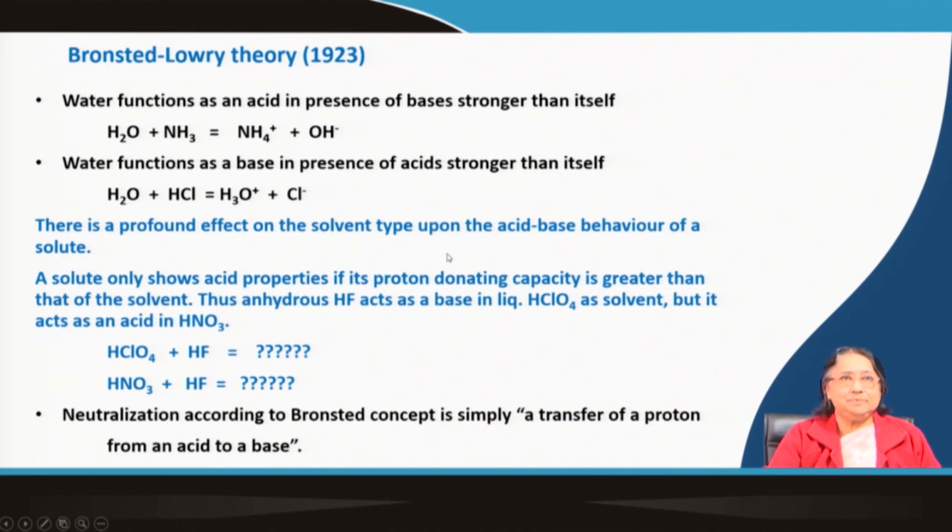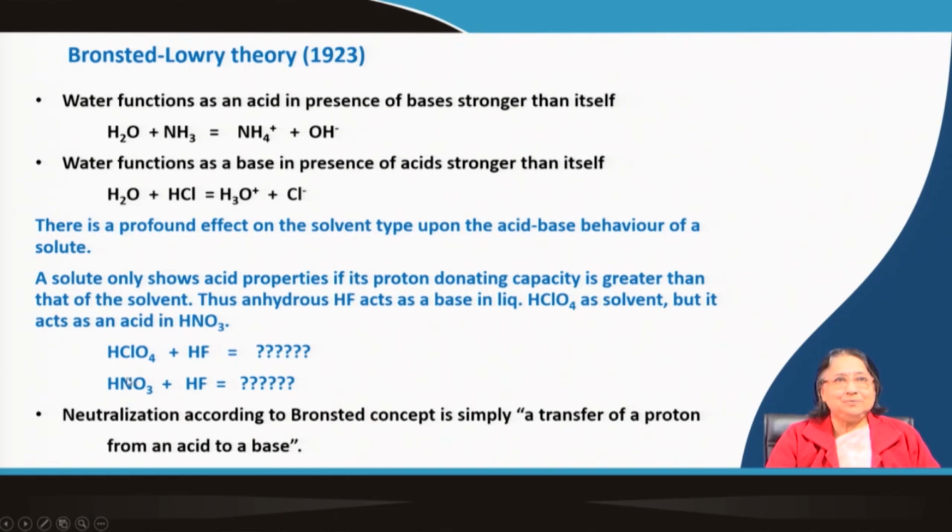That means the acid-base behavior of a solute depends on the solvent. A very good example of this is perchloric acid. In liquid perchloric acid, if you put HF, hydrofluoric acid, then who will be the acid and who will be the base? That will be decided by who is the stronger acid. In this reaction, perchloric acid will act as the acid and hydrofluoric acid will act as a base.